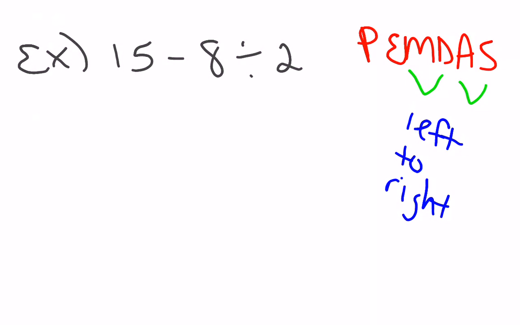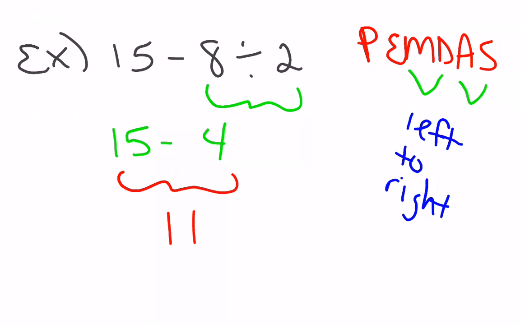But order of operations. So looking at our example, 15 minus 8 divided by 2. So we go through PEMDAS. So parentheses, do we have any? Nope, we're good. Moving on. Do we have exponents? Nope, we're good. Moving on. Do we have any multiplication or division? And we do. So in this case, we do the division first. So we're going to do 8 divided by 2. 8 divided by 2 is 4. So now our problem is 15 minus 4. That's the last piece, right? Addition and subtraction. So 15 minus 4 is 11.